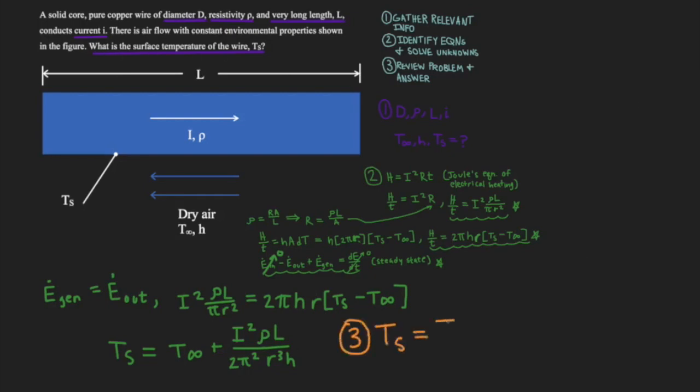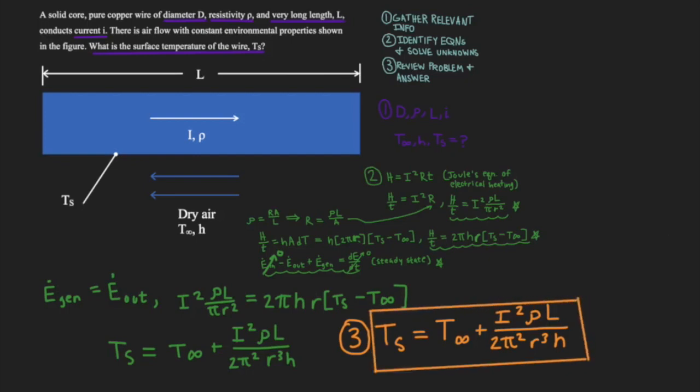So if we solve for our surface temperature, we see that it's just equal to our temperature at infinity plus our current squared times resistivity times length over 2 pi squared times our radius cubed over h. We go back, review the problem, and find that that's what's being asked. So there you have it.